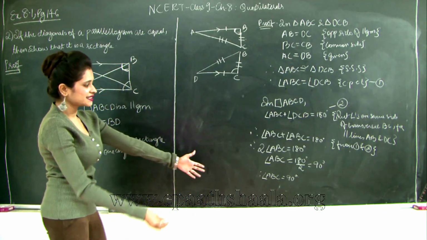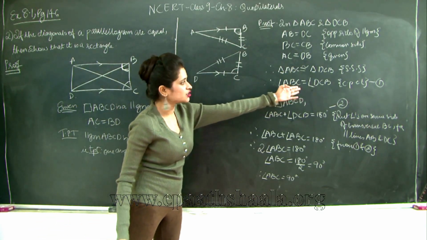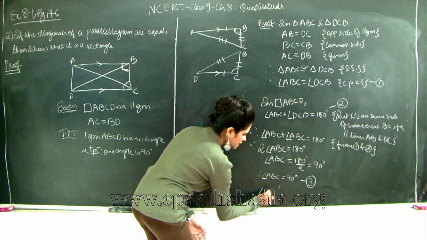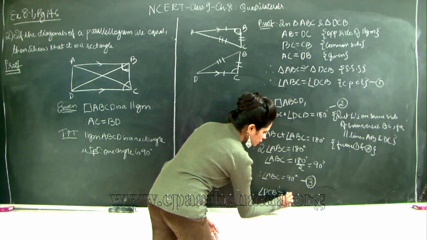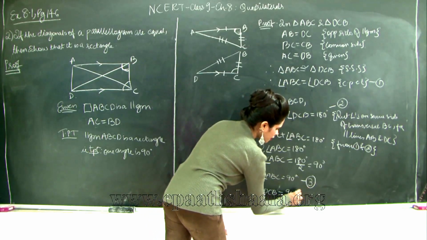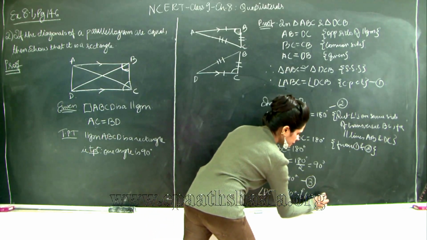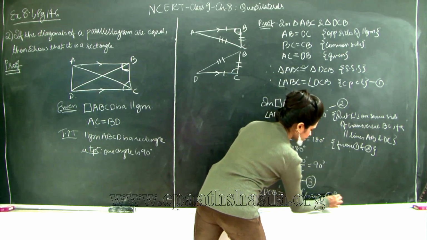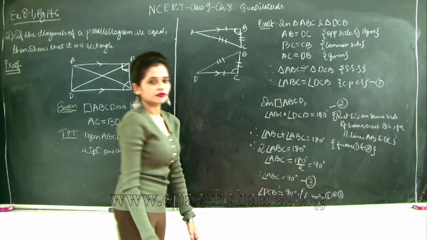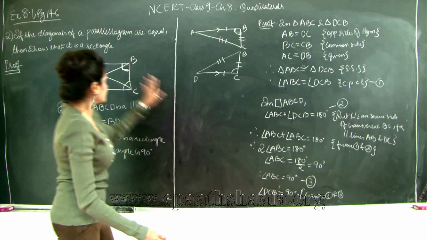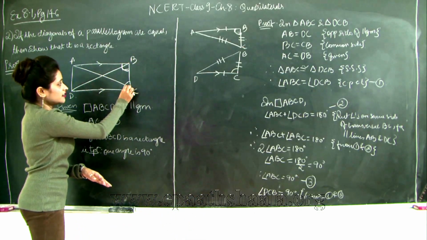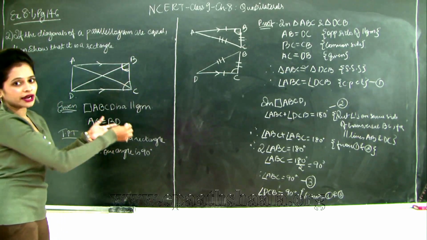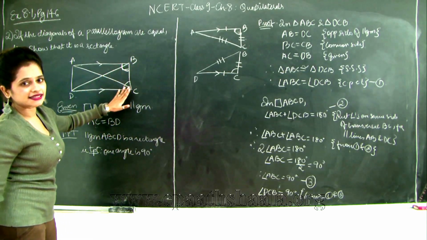Similarly, I can say that even DCB is 90 degrees using 1 and 3. So I get angle DCB is equal to 90 degrees from 1 and 3. So we have proved that these two angles are congruent to each other and they are also 90 degrees. So for my parallelogram ABCD, I have 2 angles as 90 degrees.